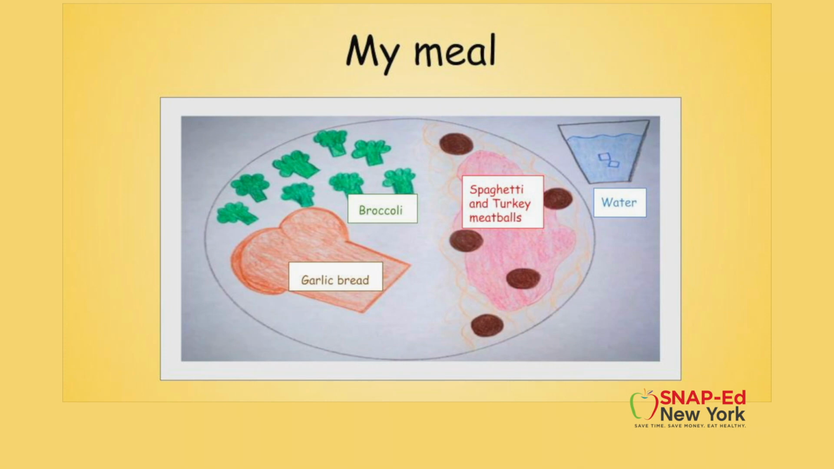I have spaghetti and turkey meatballs with garlic bread and broccoli on the side, and I drink water with this meal. The texture of the pasta is soft and warm, while the garlic bread and broccoli is crunchy. I like to make my meatballs a little spicy too. This smells amazing when it's cooking in the kitchen.